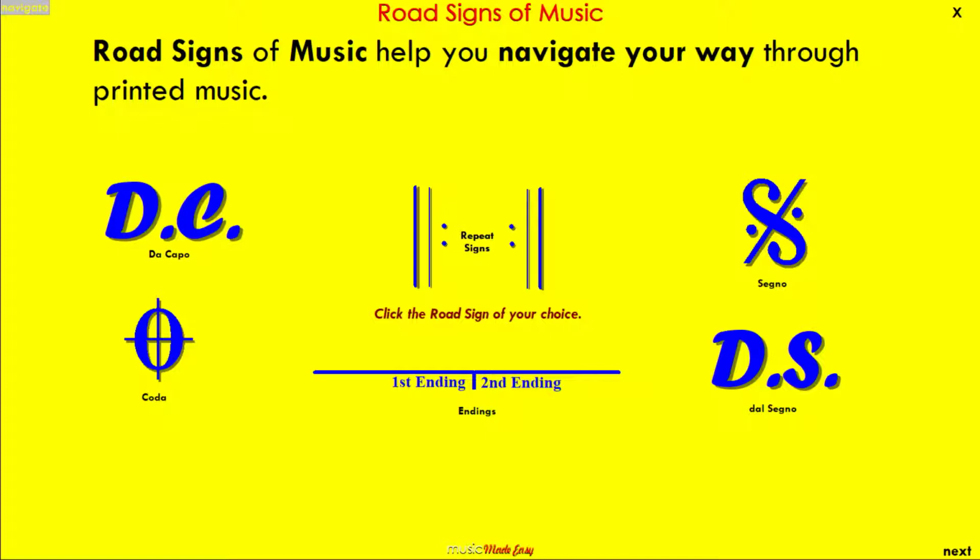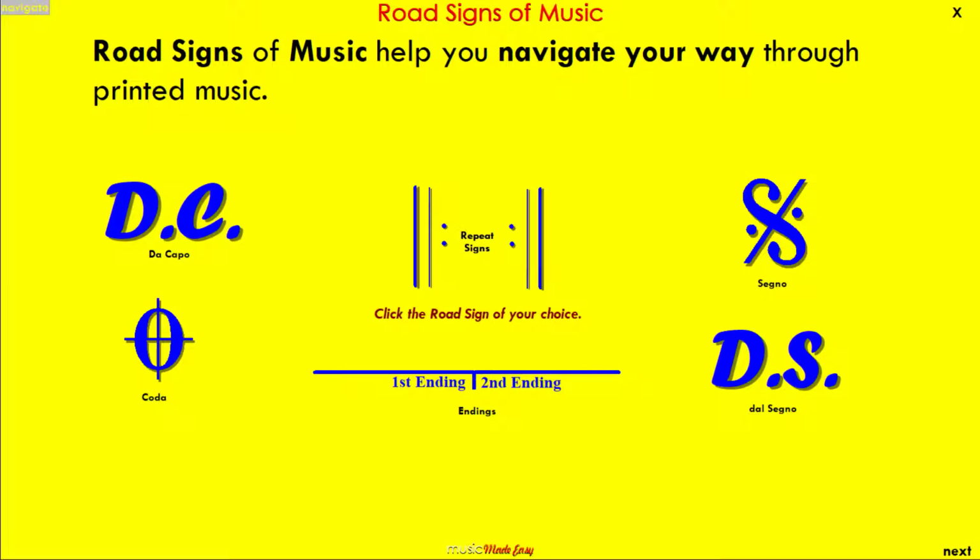The 6 road signs you will want to learn are DC, da capo, coda, segno, dal segno, which is DS, repeat signs, and endings.